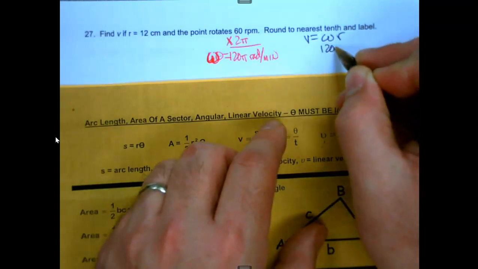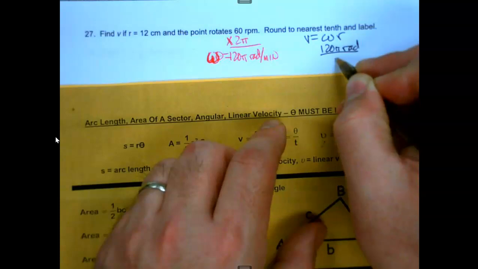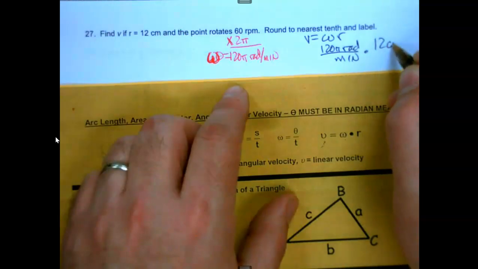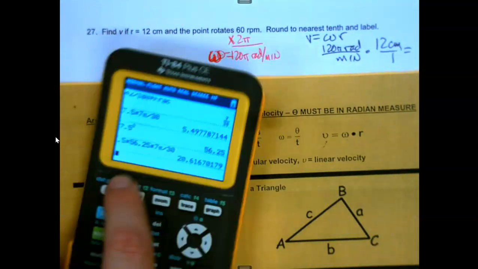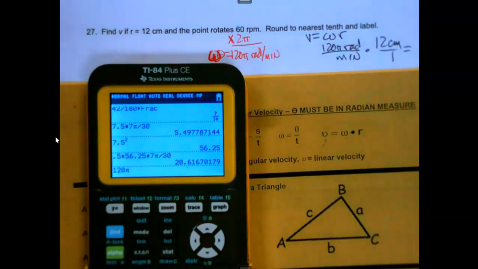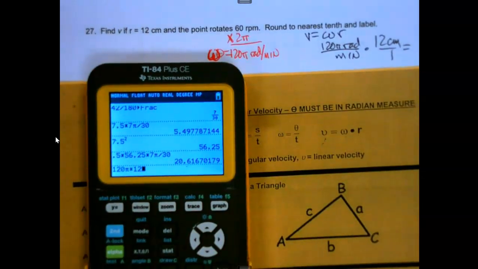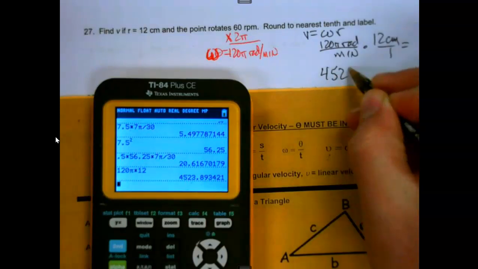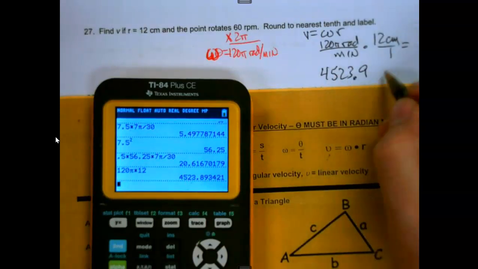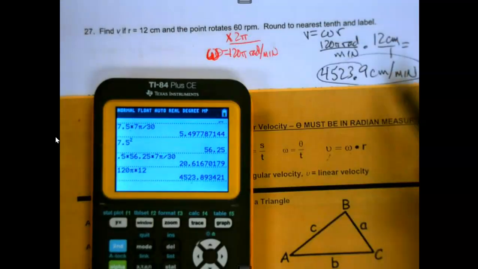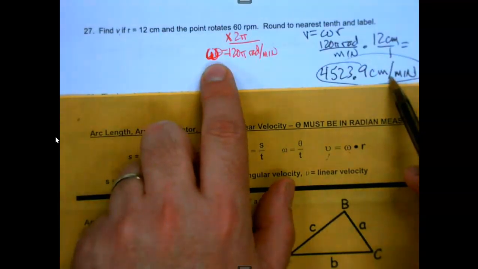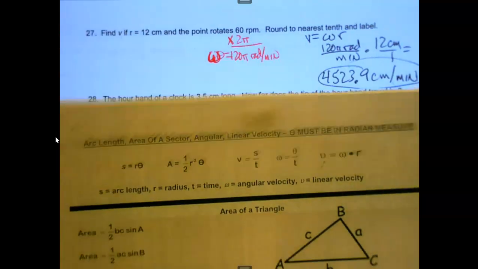So 120 pi radians per minute times 12 centimeters. Let's see what we get here. 120 pi times 12. Whew, that's large. 4,523.9 centimeters per minute. Linear velocity. Don't put the rad in there. We're not looking for this. We're not looking for angular. We're looking for linear. So, okay.